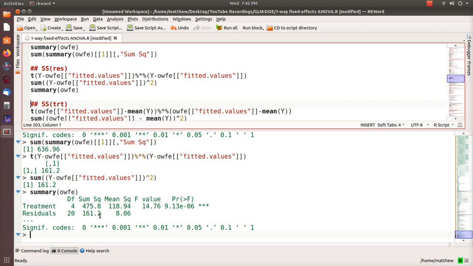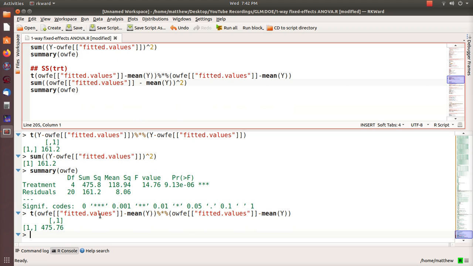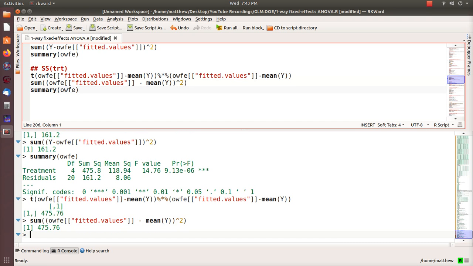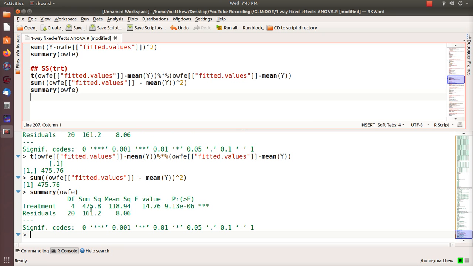Now, sum of squares treatment is the fitted value minus the grand mean, squared, summed over all possible values, or summed over each treatment mean, really. And so that's what this is, and we get 475.76, which rounds to 475.8. More scalar-like version, we take the fitted values, subtract off the grand mean, square each component, and then sum. And if we look at the summary, that's indeed what we get.